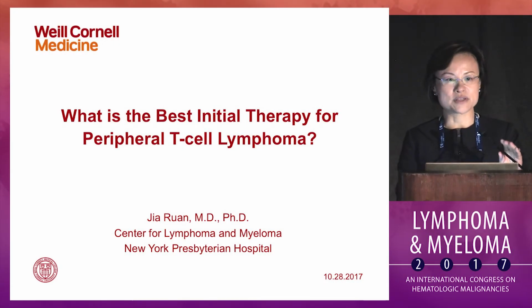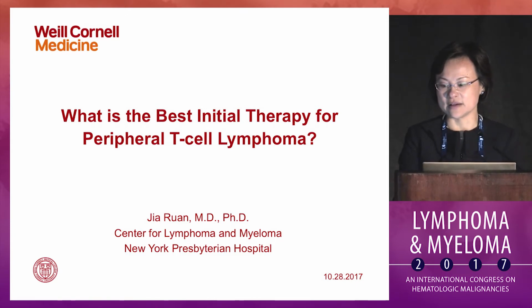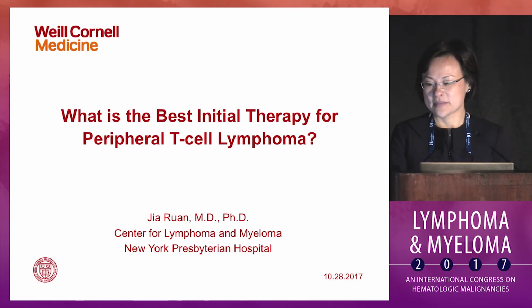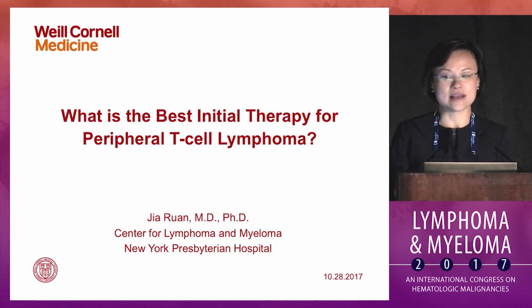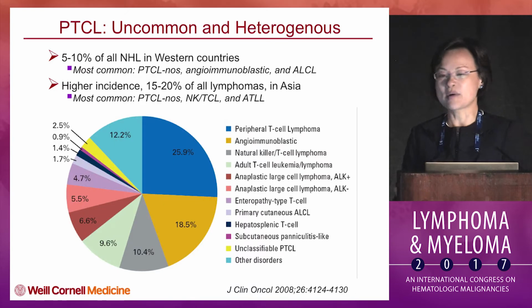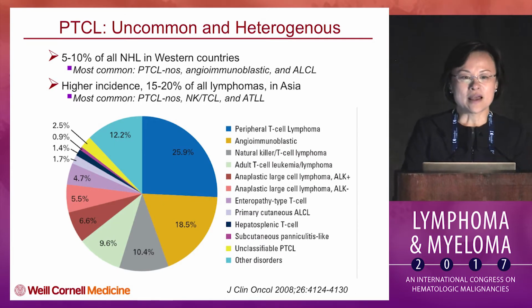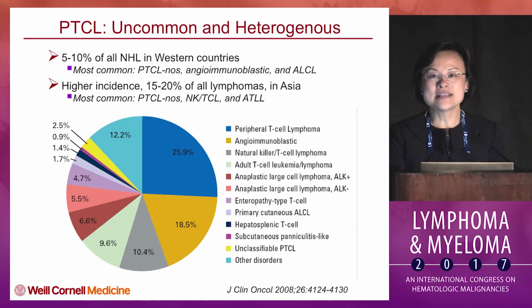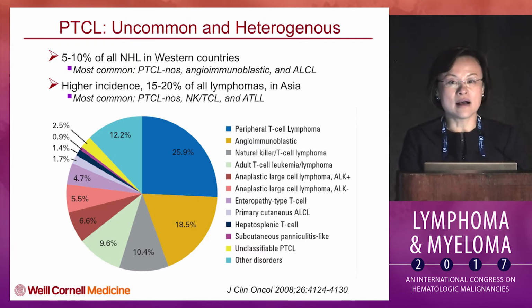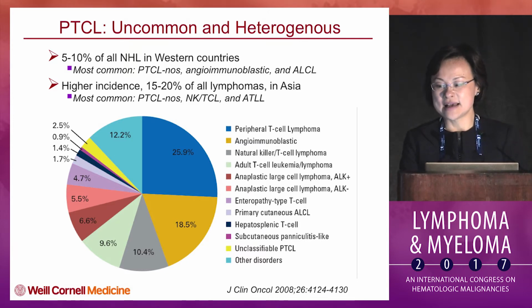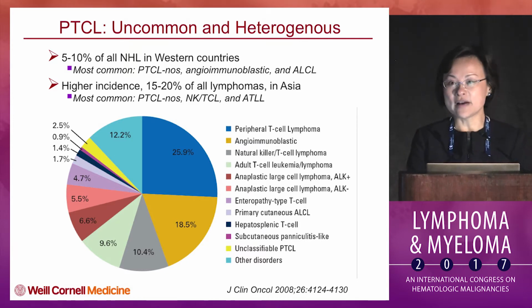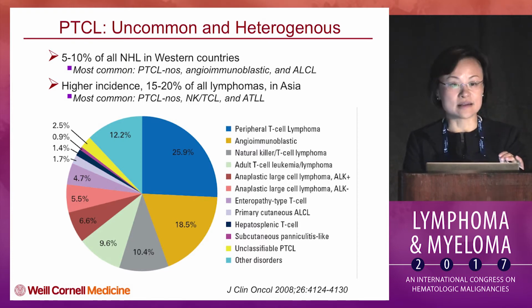So we start by discussing treatment strategy for PTCL in the initial setting. As you know, peripheral T-cell lymphoma are uncommon and heterogeneous disease. It represents about 5 to 10% of non-Hodgkin's lymphoma in Western countries.